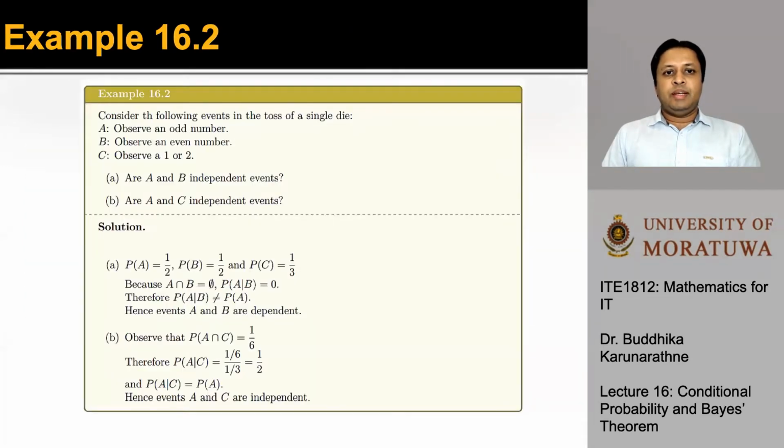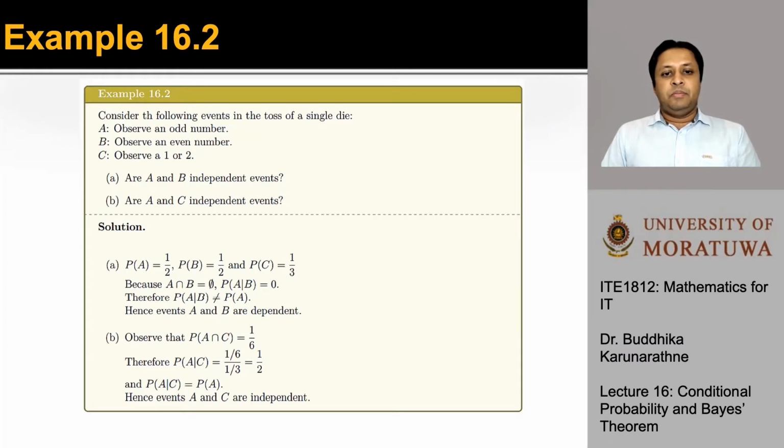So we will go through an example. Consider the following events in the toss of a single die. Event A is observing an odd number. Event B is observing an even number. And we have an event C, observing 1 or 2. The first question is deciding whether A and B are independent events. Next we have to decide whether A and C are independent events. So let's see how we approach this solution.